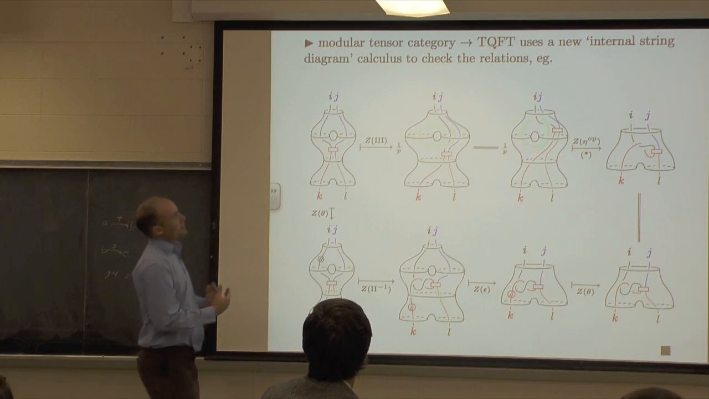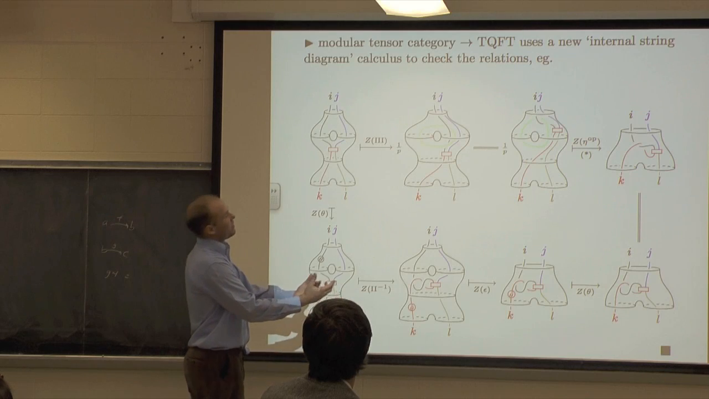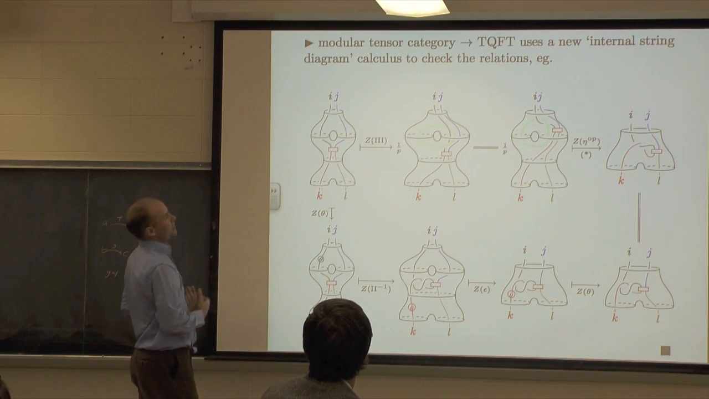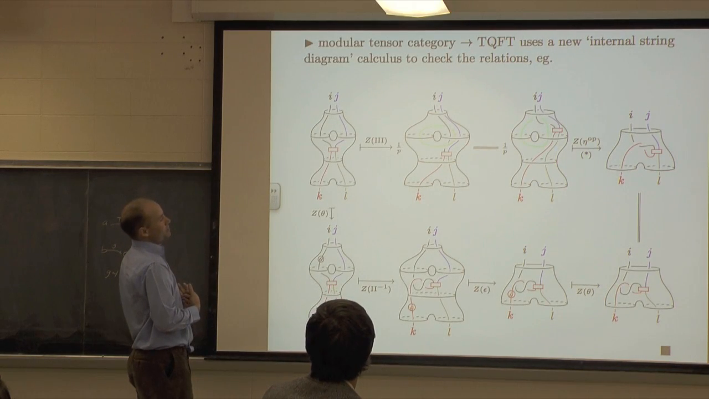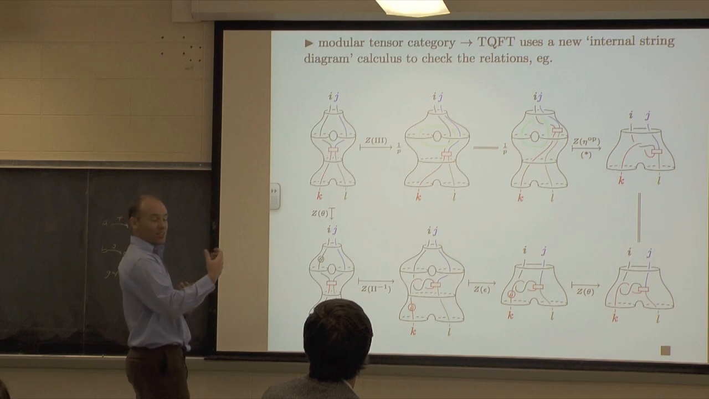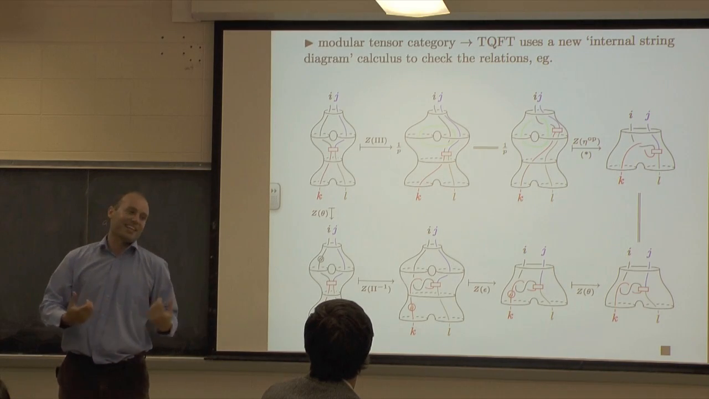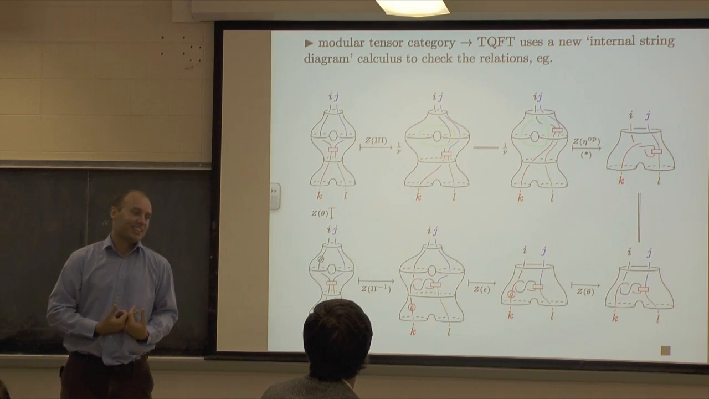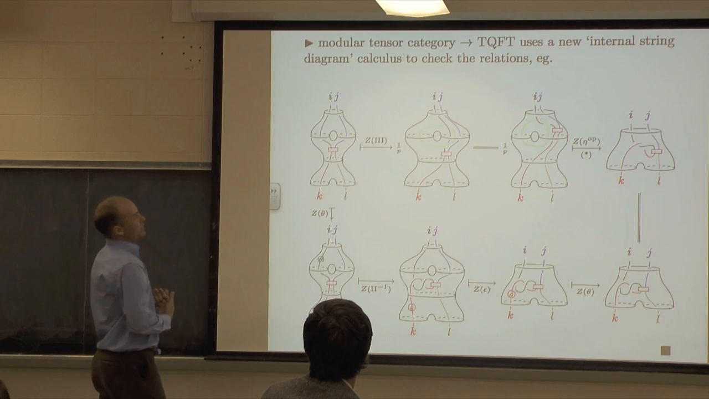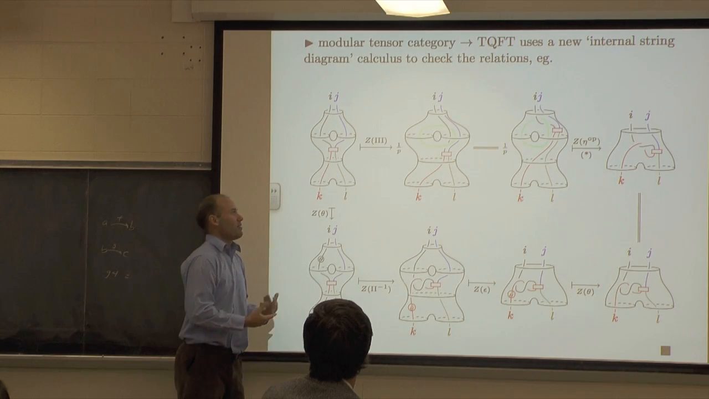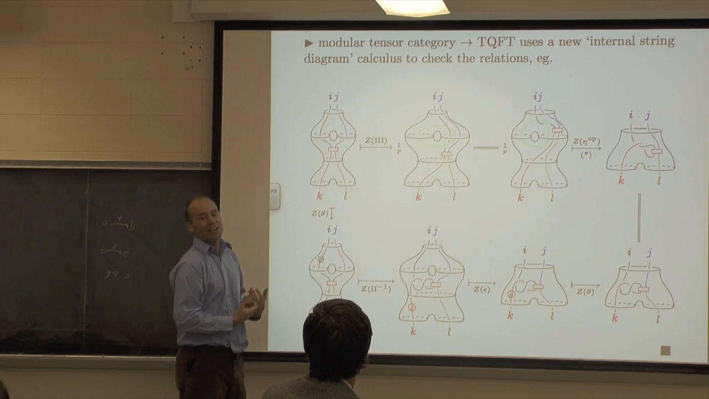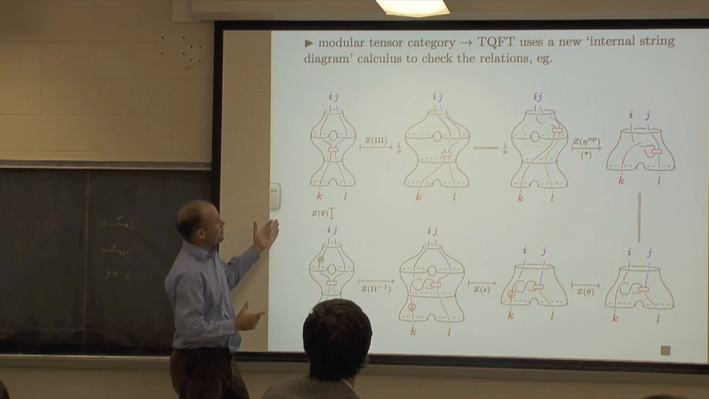Going the reverse, from a modular category to a TQFT, you can construct a TQFT, but now you have to check that it satisfies all the relations. And to do that, we came up with a new way of doing these calculations, which we call internal string diagrams. And these are what they look like.